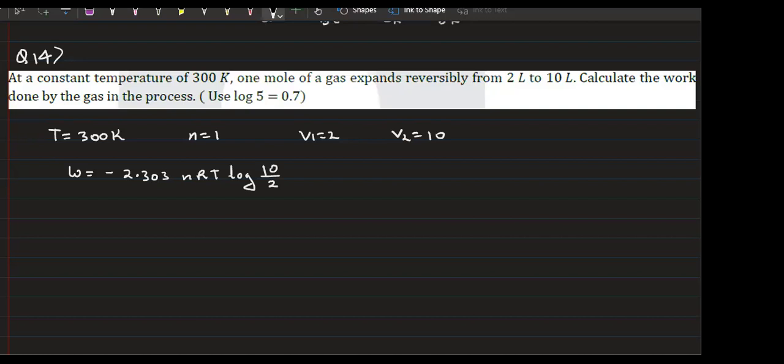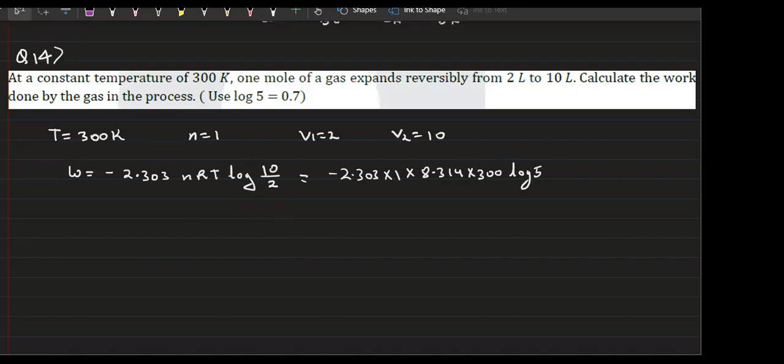Got it, everyone? So it is minus 2.303 into 1 into 8.314 into 300 into log 5. Log 5 is given. Just put the value, get the answer. Yes or no?